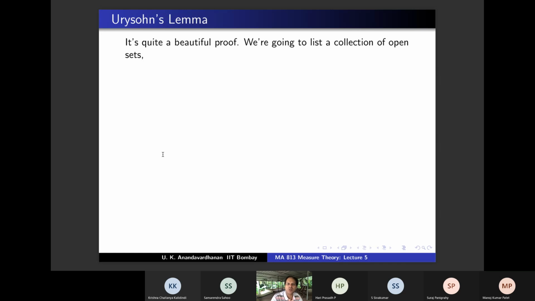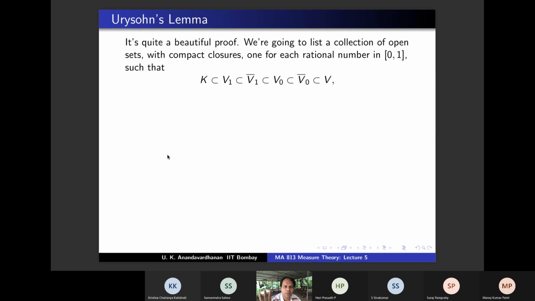Okay, then let me say that we are going to list a collection of open sets. All those open sets, the closure will be compact. So we will use that observation in order to construct those. And how many open sets are we going to list? It will be a countable collection parameterized by rational numbers in 0, 1. Do you remember this idea? We will have an enumeration of rational numbers, and for each rational number there will be exactly one set in this collection.